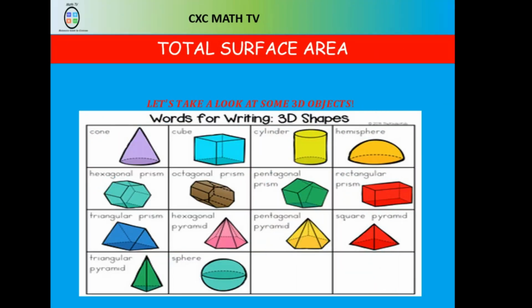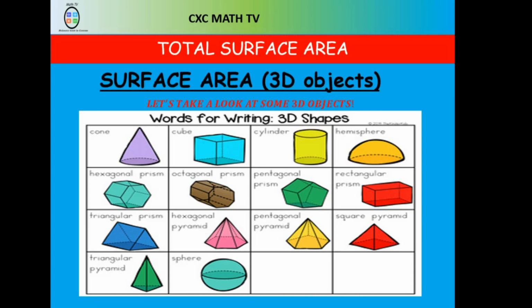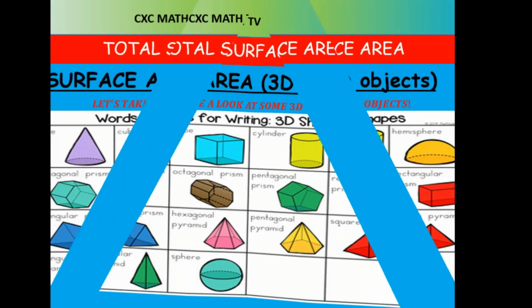Now, with three-dimensional shapes, we look at the cone, cube, cylinder, hemisphere, prisms and all of these good things. These are just a few three-dimensional shapes. For this video, we're going to focus on the cuboid and the cylinder because these are the most popular two in CSEC mathematics. Remember, we're really gearing towards CSEC.